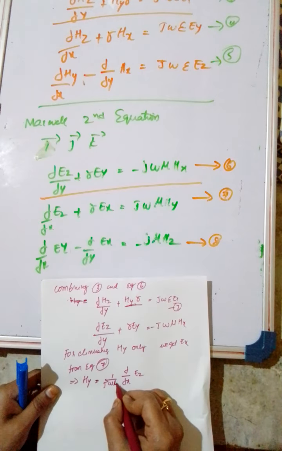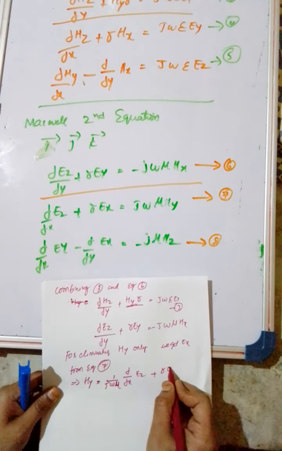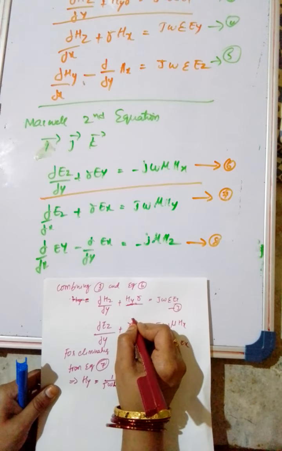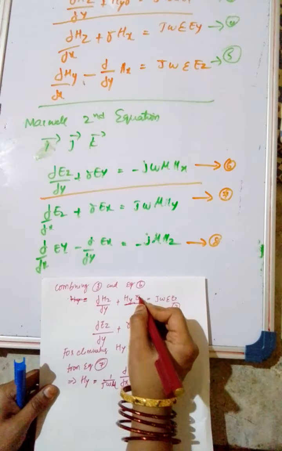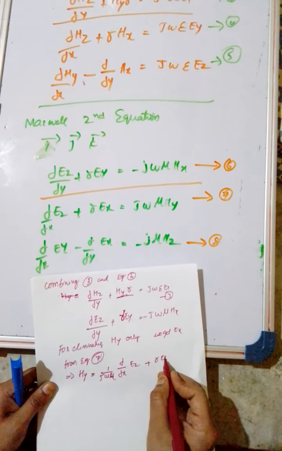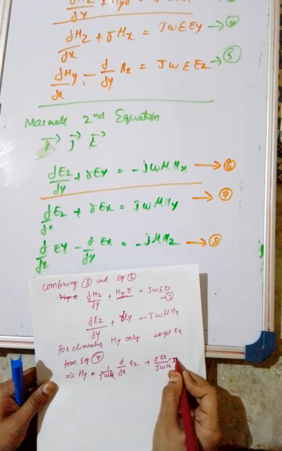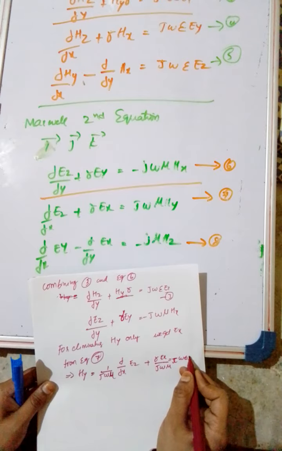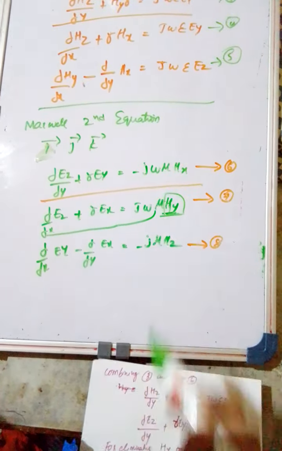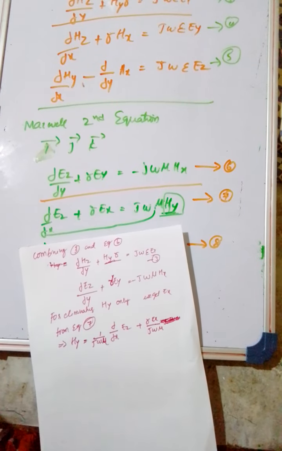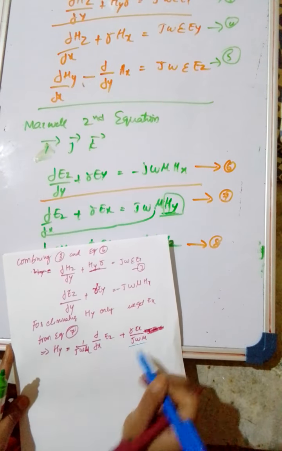We get h_y value is equal to 1 by j omega mu, into dou by dou x of e_z plus r into e_x by j omega mu. For getting this h_y value, we are sending all those terms to this side.